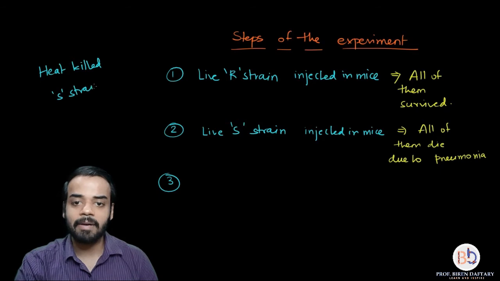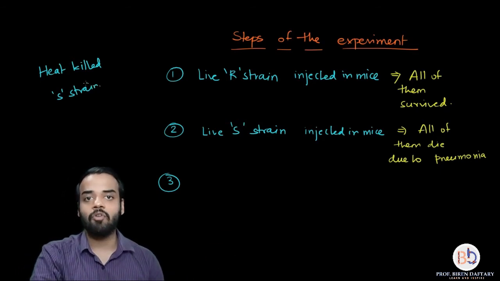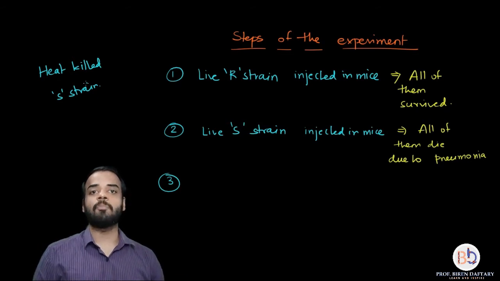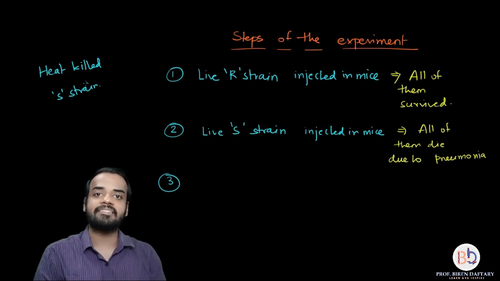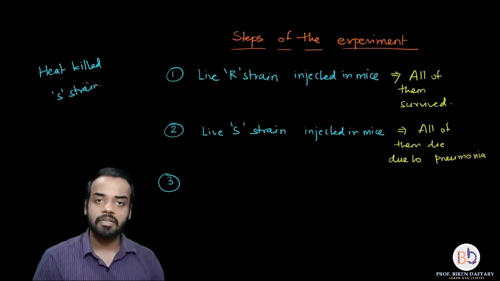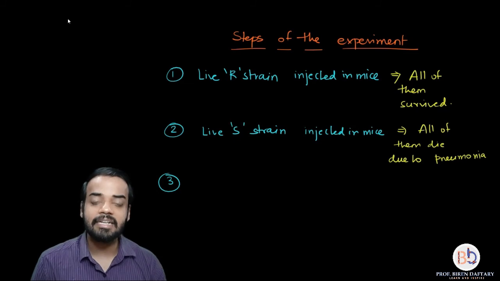So you just imagine that strain is put in water and that water is boiled. So what happens is, everybody knows boiling kills the bacteria. So that is an example of heat killed strain. That means you have killed the bacterium using excessive heat. Correct? So these bacteria which have been heat killed, he injected them into mice.